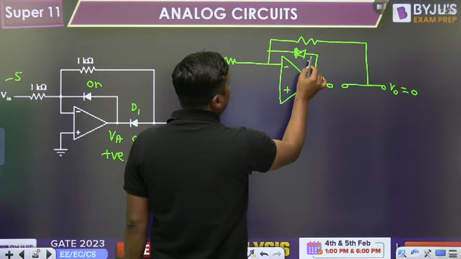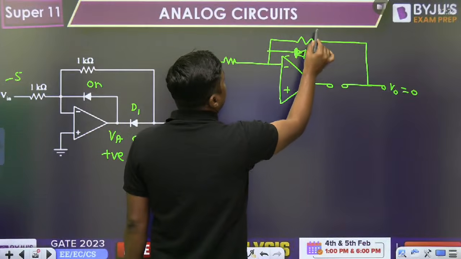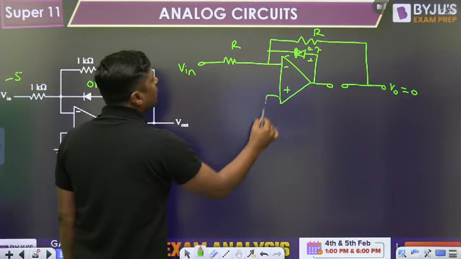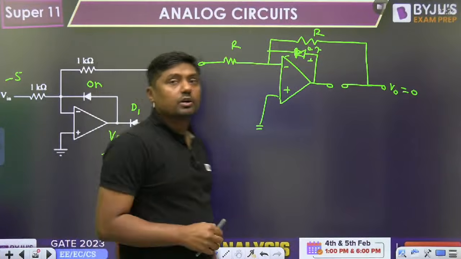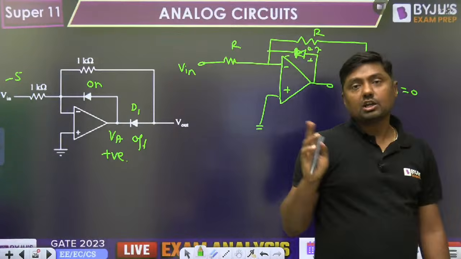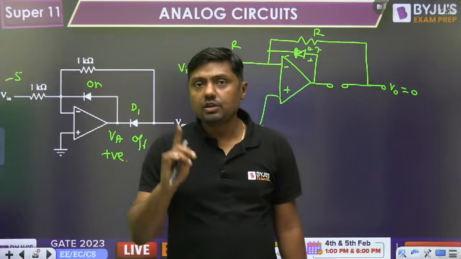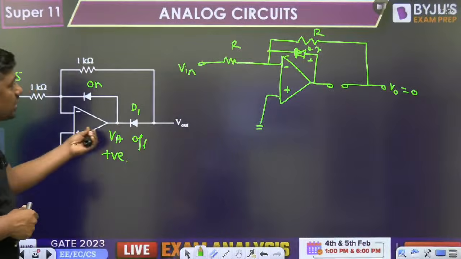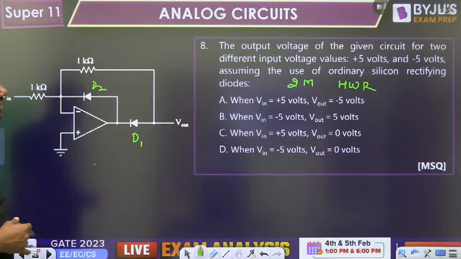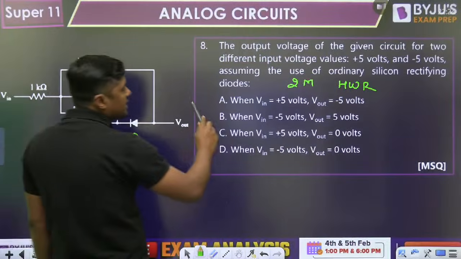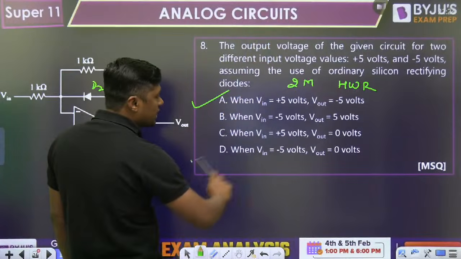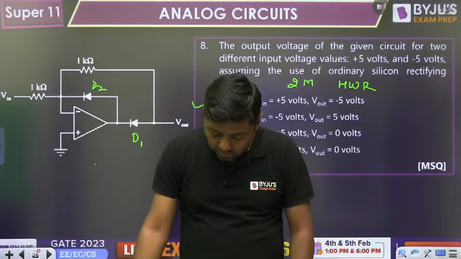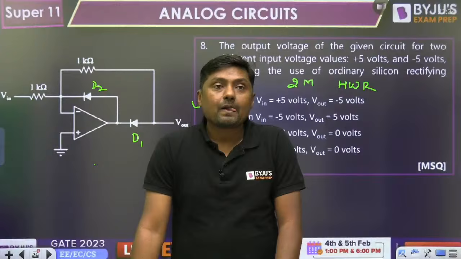And what is the duty of this? It will avoid the saturation of the diode. It will provide the negative feedback. It will reduce the PIV, peak inverse voltage. New students, you can watch my lecture on precision rectifier. I have explained each and everything. Now A is the correct one, D is the correct one. You have given the right answer this time. Okay, good one. Next question.